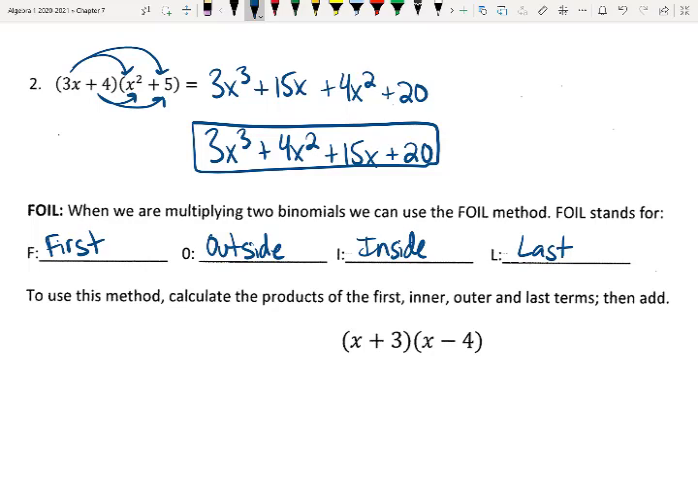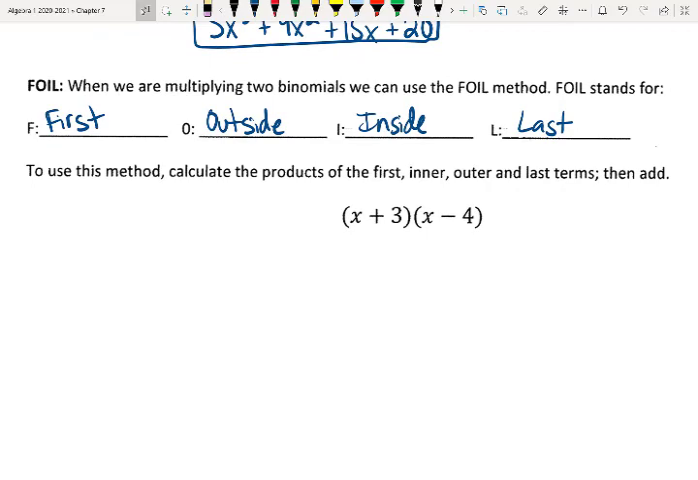So when we go through and multiply those together, our firsts are this multiplication right here. First terms, the first term in each parenthesis. So F for, in FOIL, x times x, x squared. Outside is these two. Our outside two are the furthest apart. X times negative 4 is negative 4x. Our insides is this right here, 3 times my x, so positive 3x.